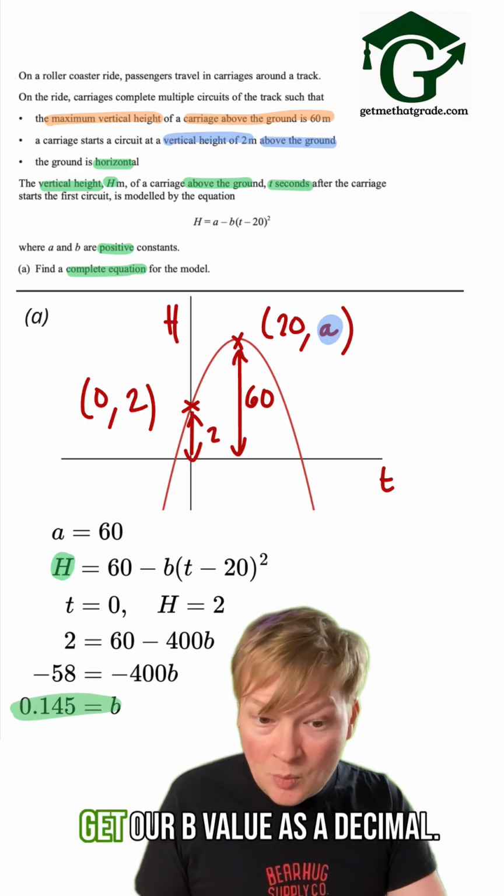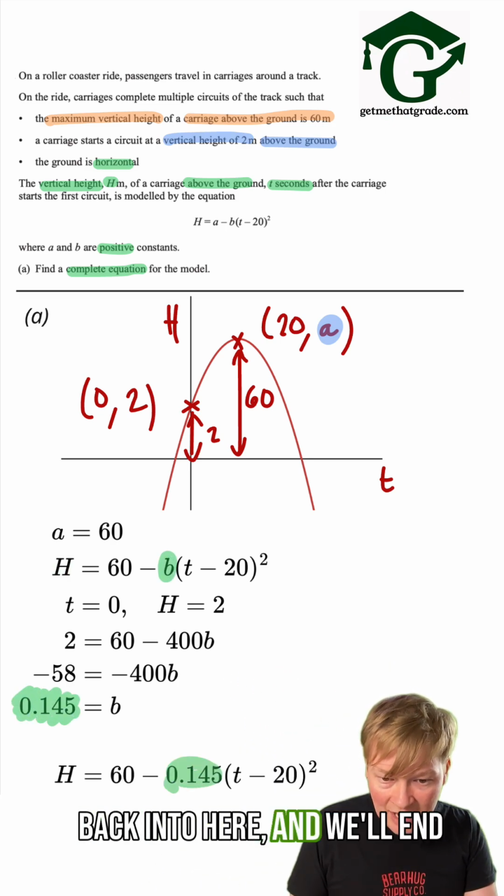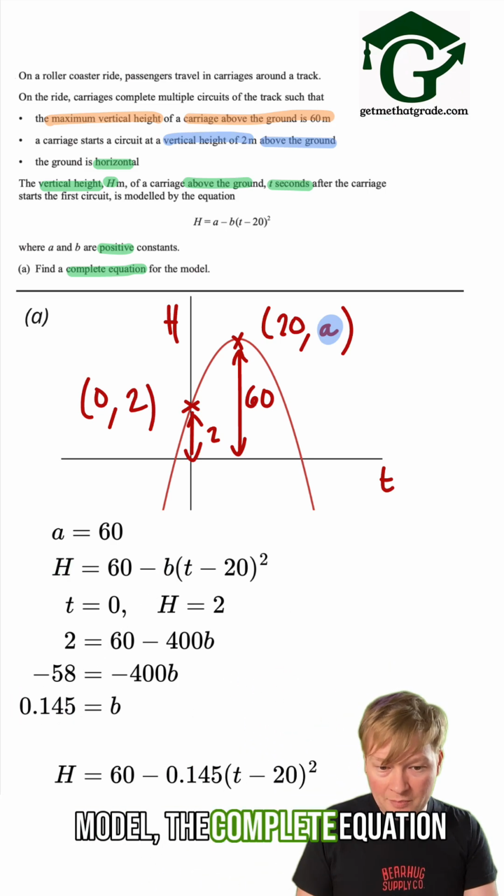Divide by minus 400, and we get our b value as a decimal. Take the b value we've just worked out and substitute back into here, and we'll end up with the equation for the model, the complete equation here.